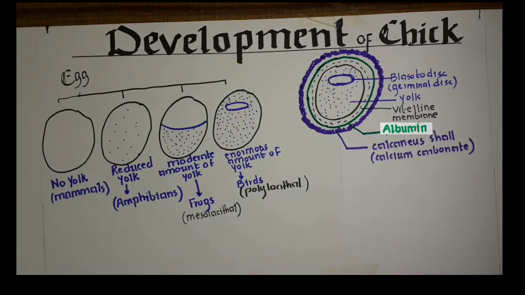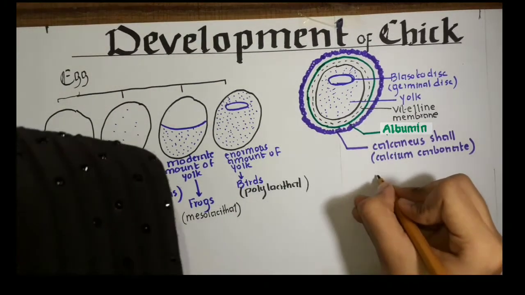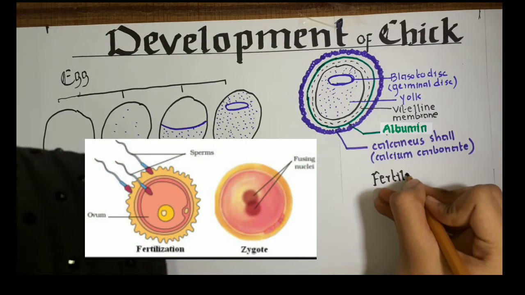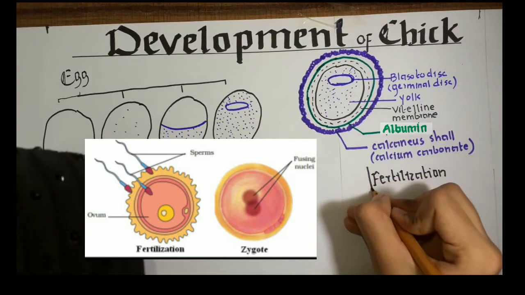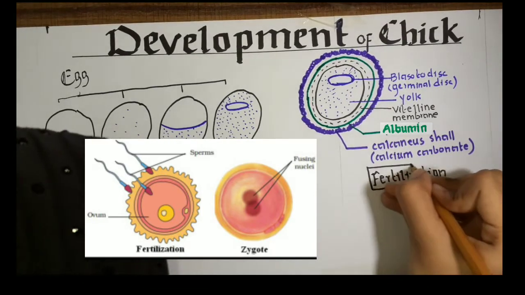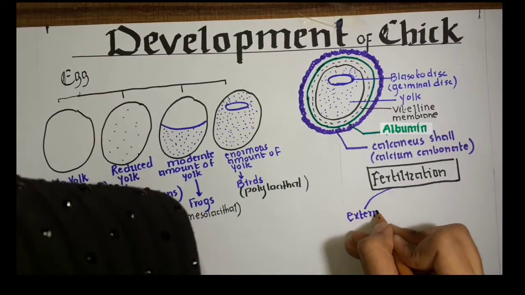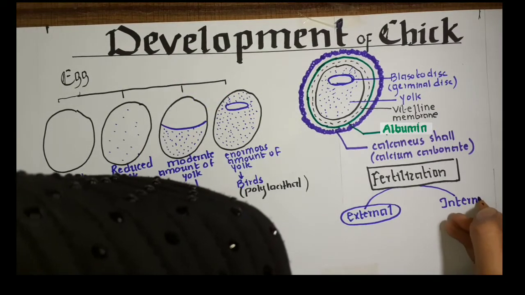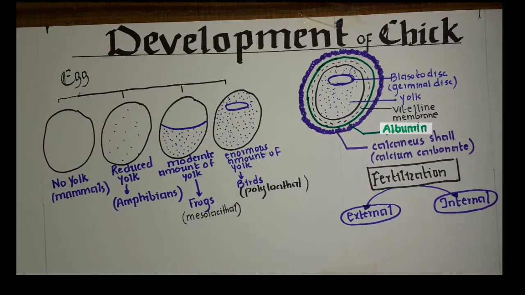Now let's come to the next topic, which is fertilization. Fertilization is the fusion of the male and female gametes, or we can say the fusion of ovum and sperm. Fertilization is of two types: external fertilization and internal fertilization. In chick we have internal fertilization.